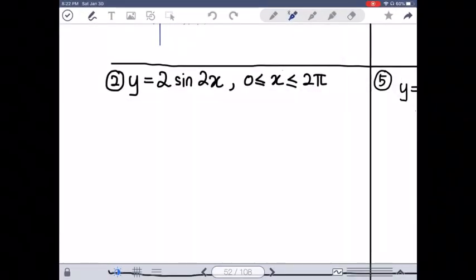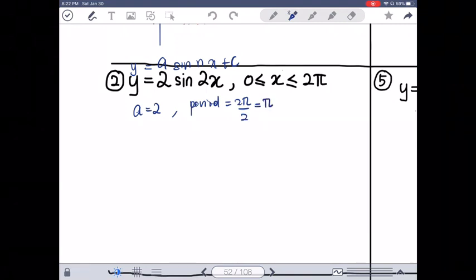Okay, now let's have a look at the second example. Y equals 2 sine 2x. Again, generally, we can write this as y equals a sine nx plus c. So our a is equal to 2, the amplitude is 2, and our period is just 2 pi over n. In this case, our n is 2, so it's just equal to pi, because we can cancel out 2 and 2, which means one cycle in every pi. So for every pi, there will be one cycle. And the value of c is equal to 0, no shift.